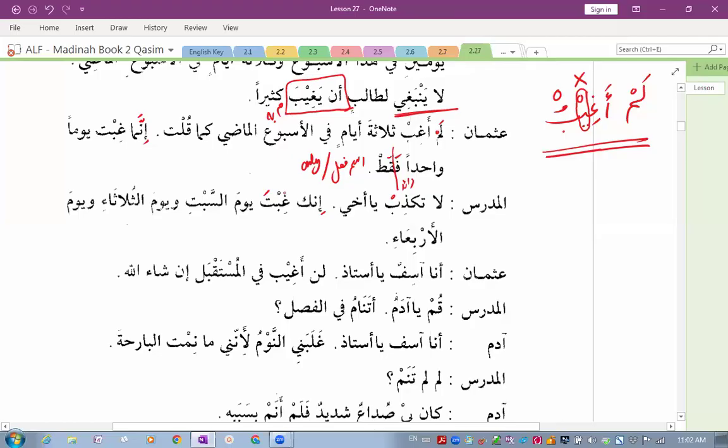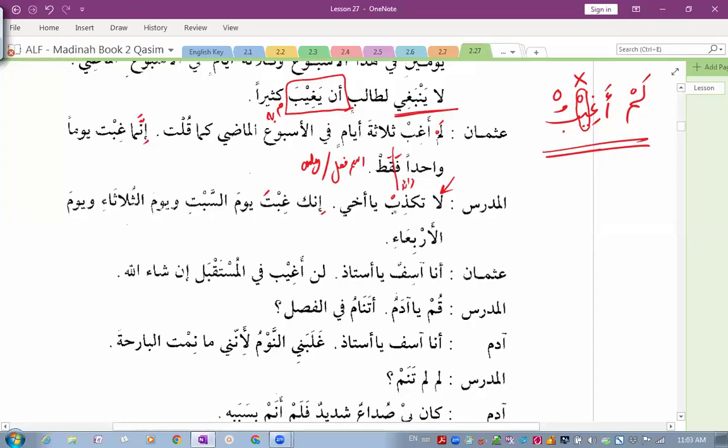Yeah, Saturday. Sabti is Saturday. Yawma sulasai, I believe, is Tuesday. Yawmal arbiai, Wednesday. Yes. So, what kind of a la is this? La nafia? Is it la nafia? No, it is la nahia.